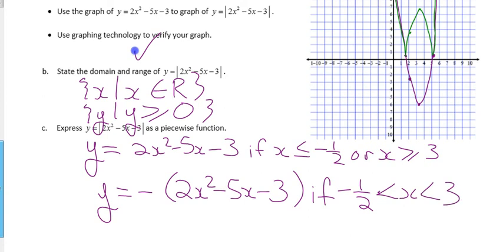Does it matter where the equals are? Like here or here? If I put them on both, would it be wrong? If I didn't put them on either, would it be wrong? Yes. So you've got to put them on at least one. You could put them on both. It wouldn't be wrong because they'd be zero at those points. But you have to have it on at least one.